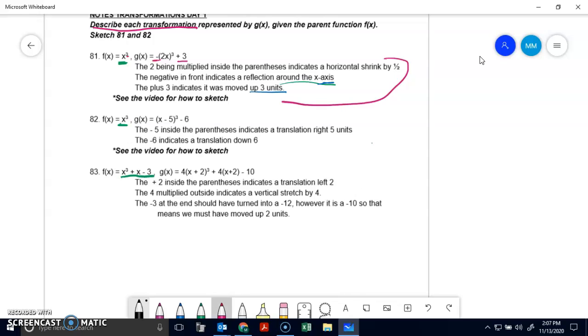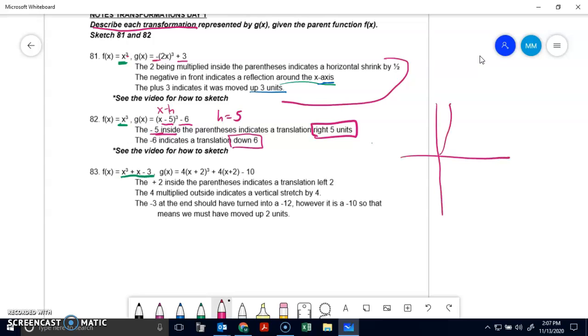I have a -5 on the inside. That means I'm moving right 5. Remember, we do the opposite. h is actually just 5 because it's x minus h. So h itself is just 5. Then I have a minus 6 on the outside. Well, that's down 6. So that should be a pretty easy one to sketch.